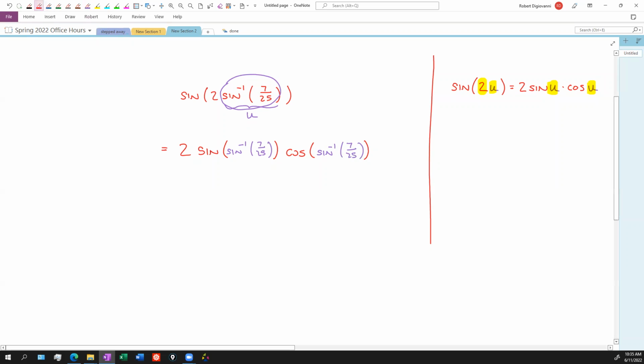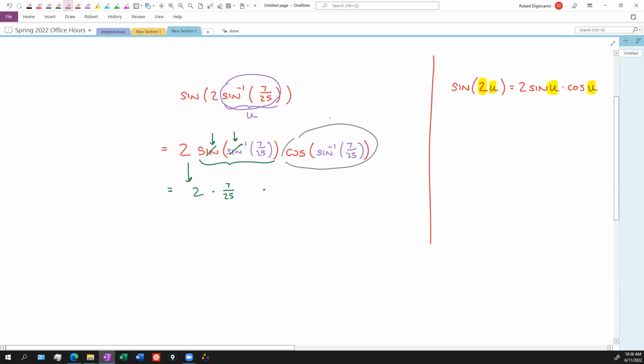Now, this first one, sine of sine inverse of 7/25: sine and sine inverse are inverse functions of one another. So they basically kill each other off. And what you're left with is just 7/25. You still have the 2 that's out front. Okay, this 2 is still here. So 2 times 7/25. Then times, now what we need to do is figure out what this is.